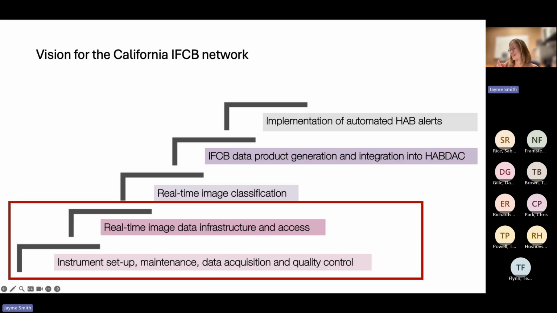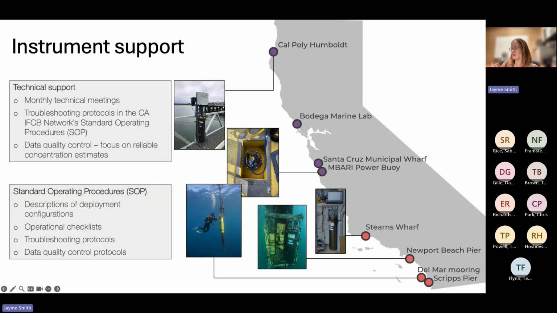It's image data. So for the IFCB network, some of the things that we're really proud of are the standard operating procedures, setting up the instruments in all of these different orientations. Here's the mooring. Here's the IFCB on the Newport Pier at Stearns Wharf. They have it set up in a little hut on the pier that has tubing that goes down and sucks water back up, because you set it up in different ways depending on your location.